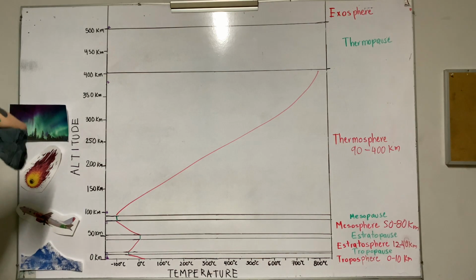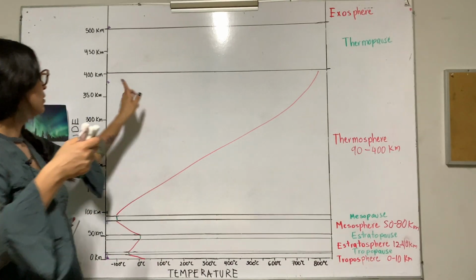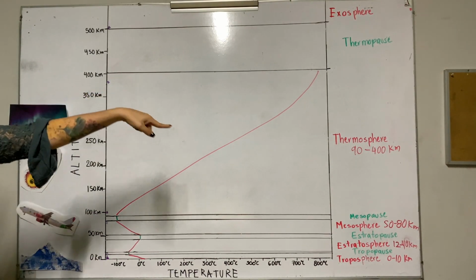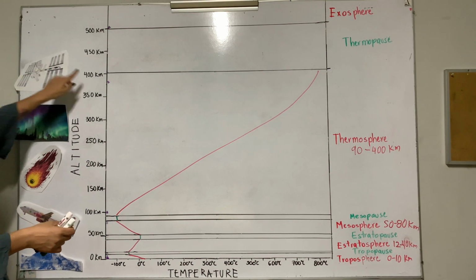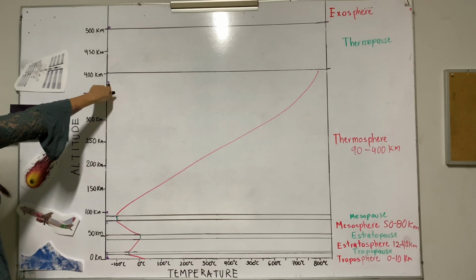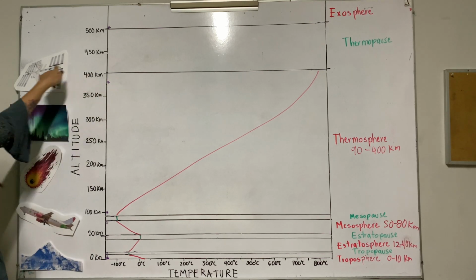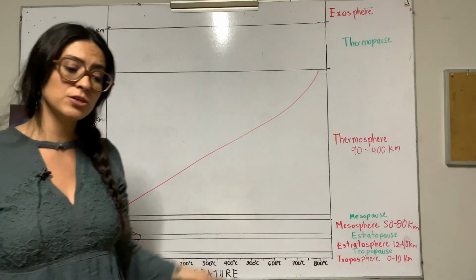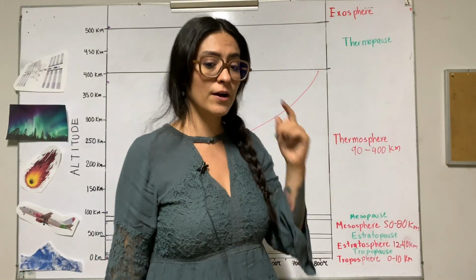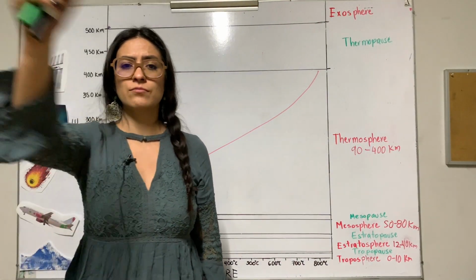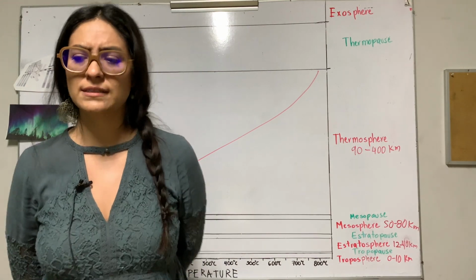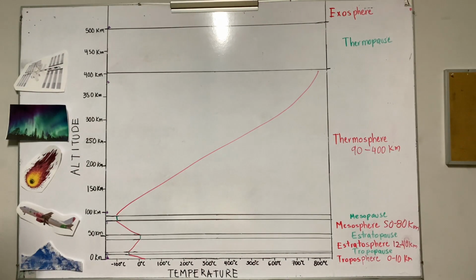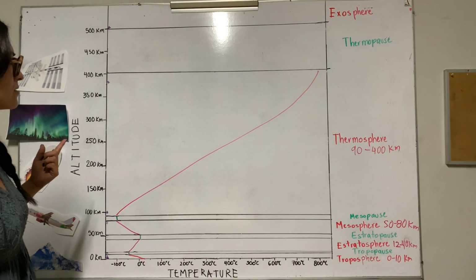And we have another transition. Oh, let me show you something more. Something more that is happening in the thermosphere is that the astronauts are living right there in the International Space Station, almost at the end of the thermosphere. It's orbiting around us, surrounding the planet. I don't know how many times a day, but they are orbiting around us.